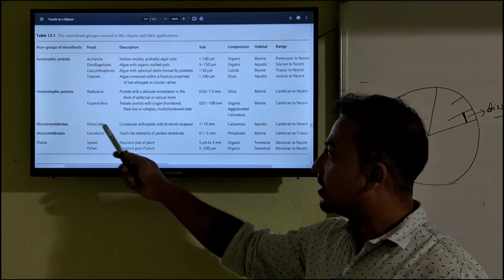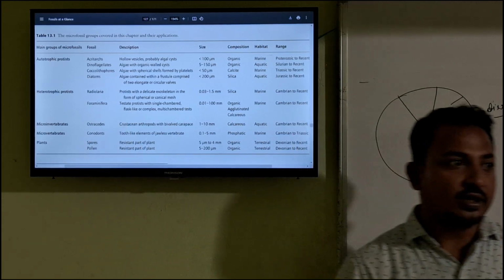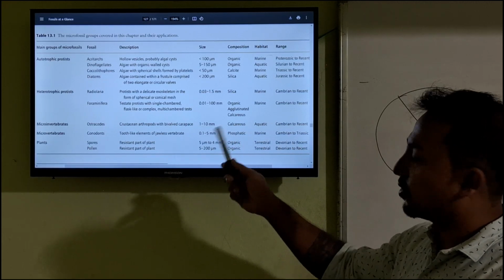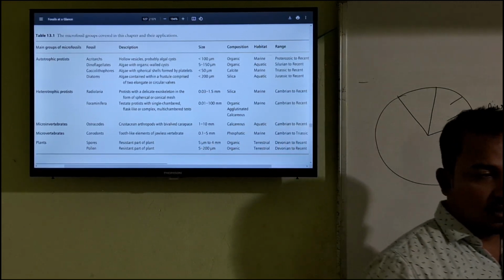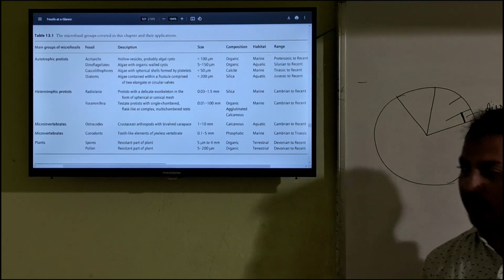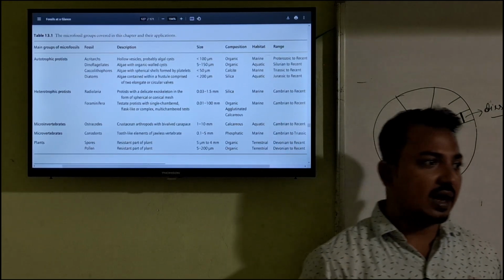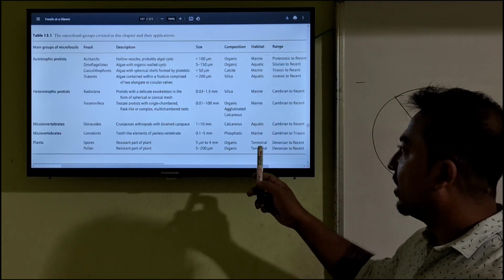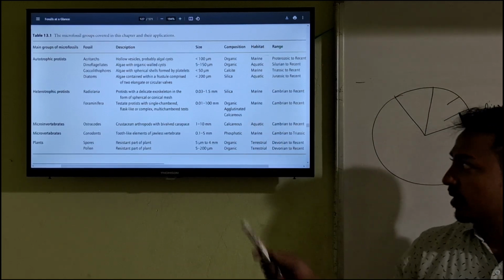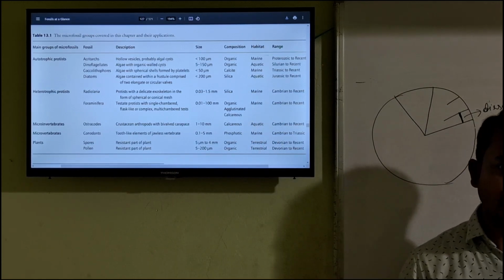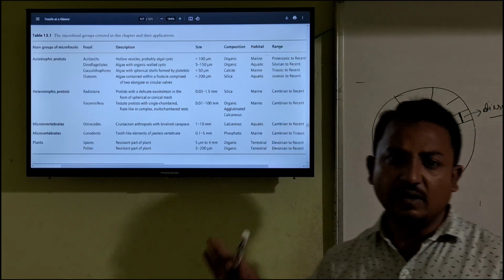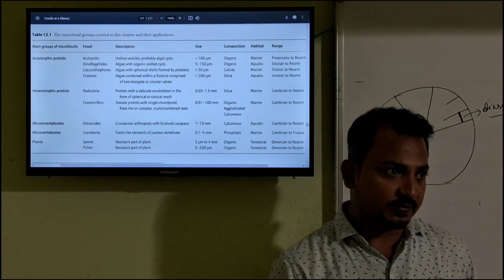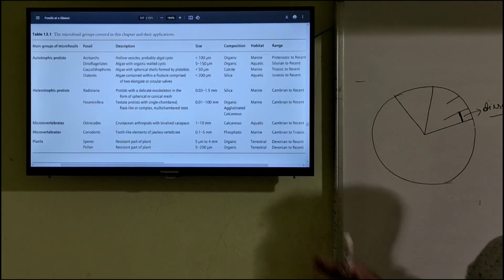So remember, conodont is a tooth. Its composition is phosphatic. It is the only thing here that is phosphatic, and all the invertebrates we have studied have a calcareous skeleton. Then habitat: mostly you will find marine. Spore pollens are terrestrial. Otherwise you will mostly find marine or aquatic conditions. Aquatic means both marine and freshwater. Understood? So you have to remember this.